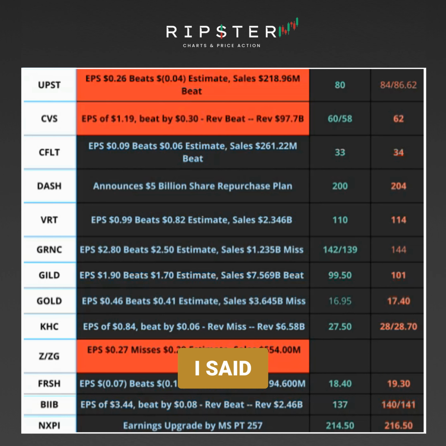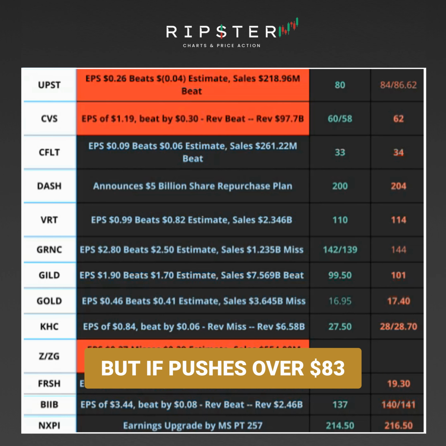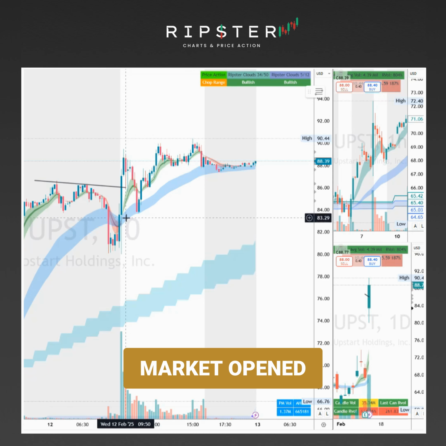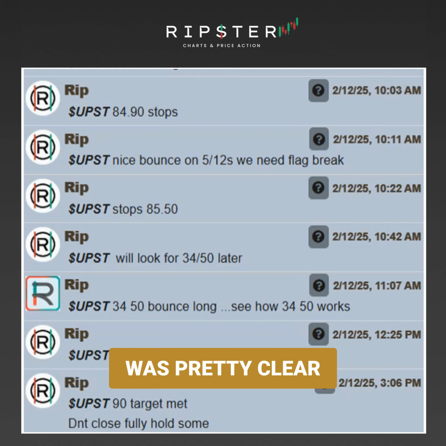In the pre-market guidance, I said we're watching for gap and crap, but if it pushes over 83, we will long. If it holds 80, we will long. As soon as market open, I see UPST pushing over the 3450 level. So that's the 3450 push. My guidance was pretty clear right at the open.